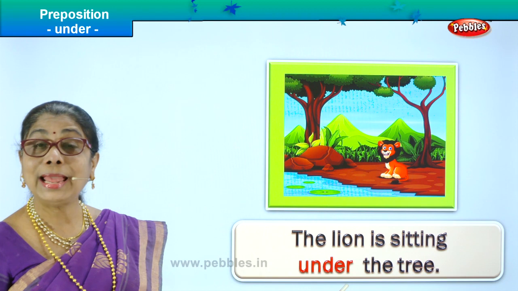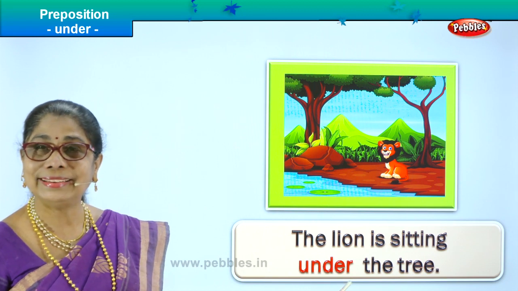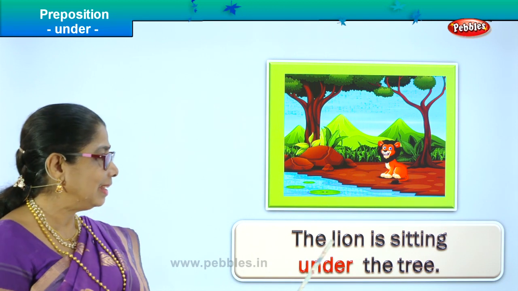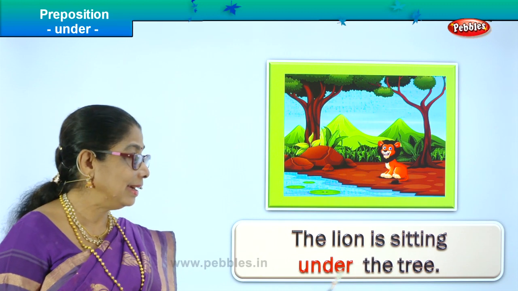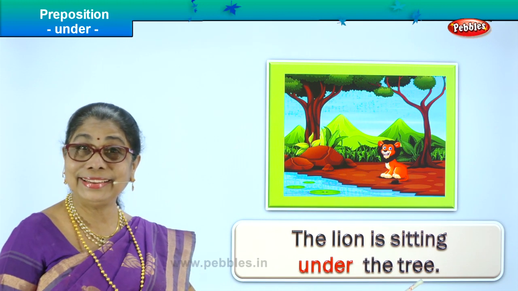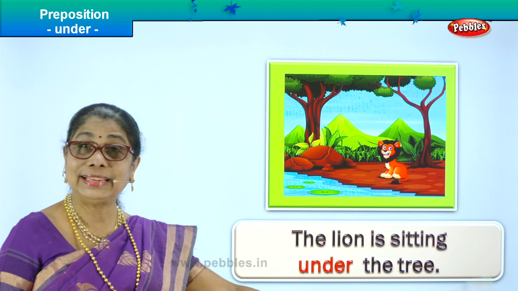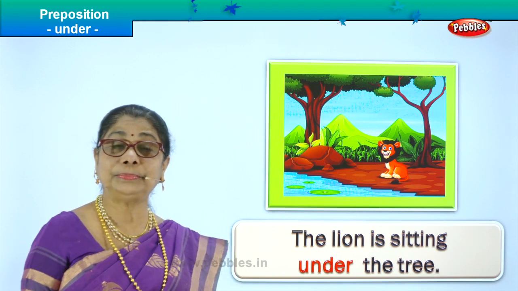We are learning what? Preposition under. Look at the sentence again. The lion is sitting under the tree. Good. Are you enjoying the exercise? Shall we look at a new picture now?